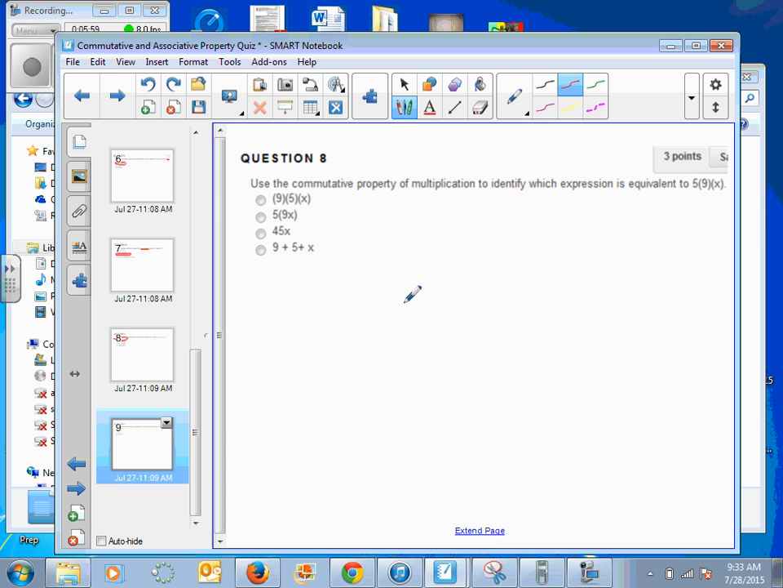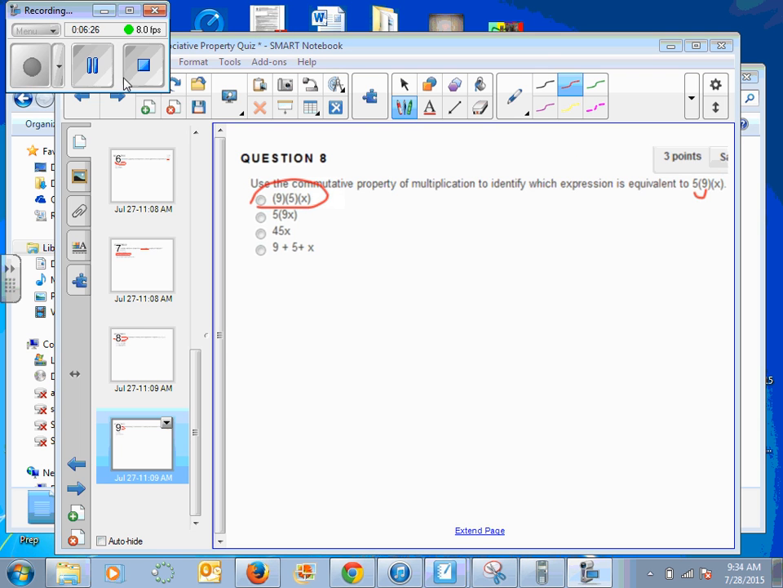And our last one: use the commutative property of multiplication to identify which expression is equivalent to 5 times 9 times x. Well, let's take this one here because we can see the 5 and the 9 are reversing positions, and the 9 and the 5. Reversing positions is the commutative property. Good luck.